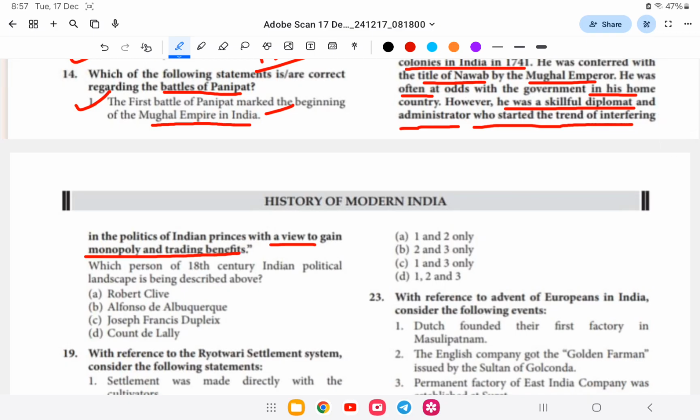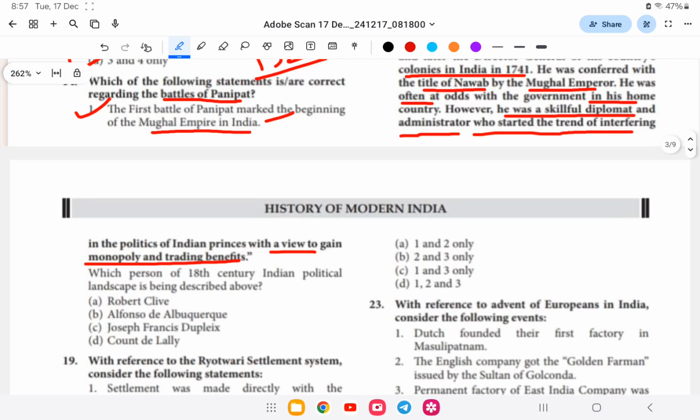Who is this person? He was given the title of Nawab by the Mughal emperor, and he started interfering in Indian politics. So who was the person? The answer is option C, that is Francis Dupleix. Dupleix was French, and because of him the Anglo-French war started. So Dupleix is the answer, option number C.